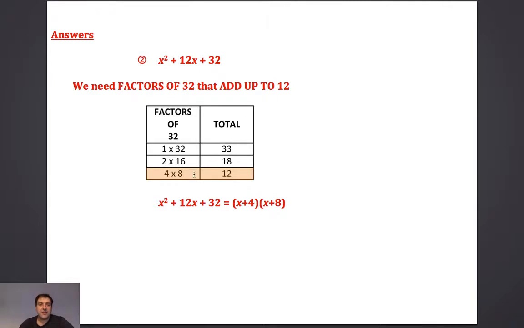And then I've got 2 that add up to 12. So 4 and 8 add up to 12, and they multiply to give 32. So 4 and 8 are factors of 32 that add up to 12. They are the numbers that go in the brackets. And x squared plus 12x plus 32 is equal to x plus 4 times x plus 8.